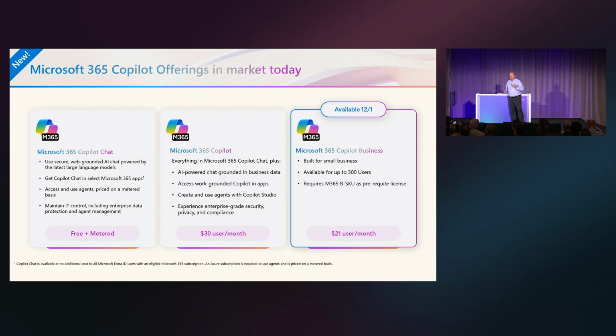Augmenting our existing offer of the $30 Microsoft 365 Copilot and the free Microsoft 365 Copilot Chat with Copilot Business, the new offering will be priced at $21 per user per month and will be available on December the 1st. This new Copilot Business SKU will require an underlying Microsoft 365 Business SKU and is available for up to 300 users.